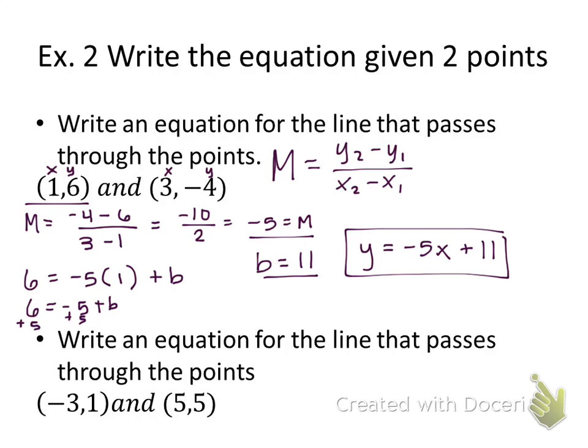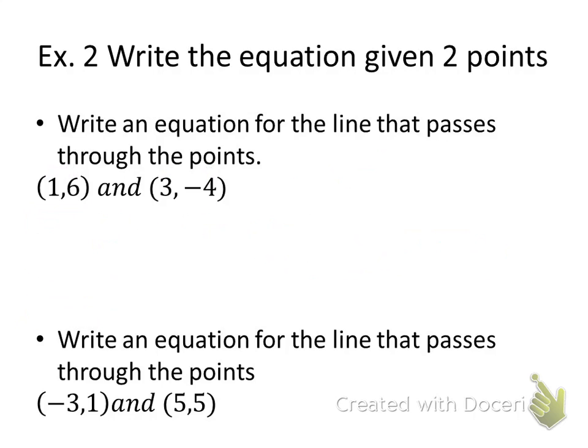All right, so I'm going to go ahead and erase this work so I have room to do the second part of this example, which they want us to do the exact same thing. Write an equation for the line that passes through the points (-3, 1) and (5, 5). So what do I need to start out by doing? Kim? What's that? Okay, which formula am I going to use?